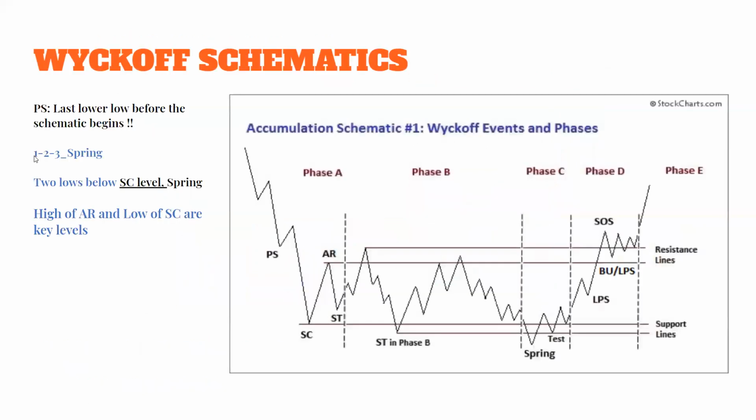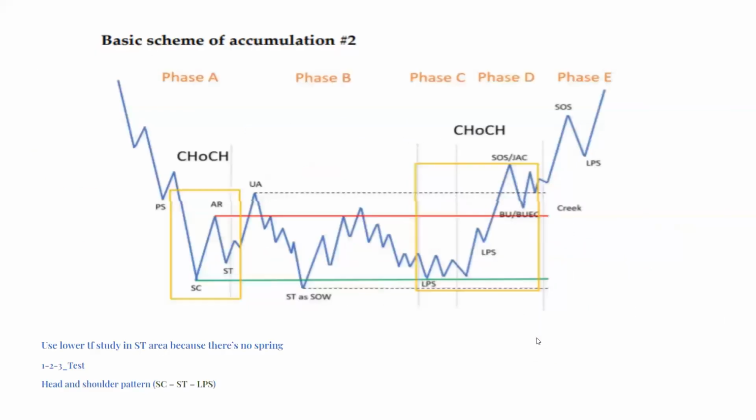So you can see right here, I've got 1, 2, 3 spring. That's how I know it's an accumulation number 1 schematic. Or I can have 1, 2, 3 test, then that's how I know it's an accumulation number 2 schematic.